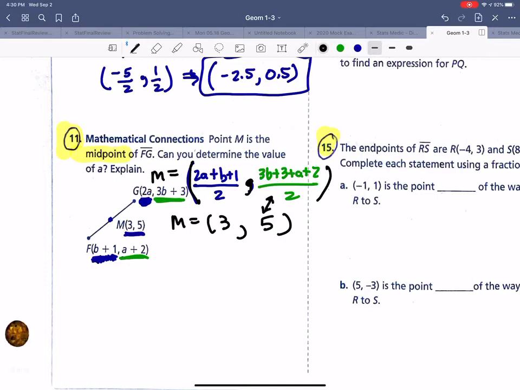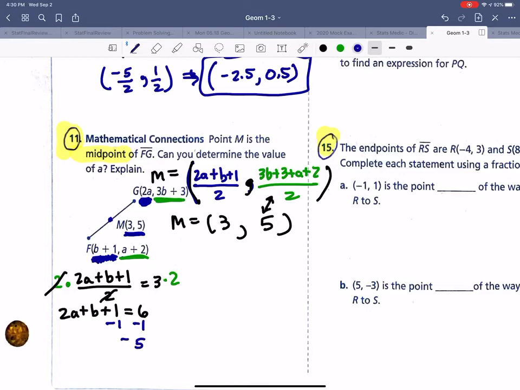We can set these equal to each other and solve. So 2a plus b plus 1 over 2 has to equal 3. And now we can multiply 2 on both sides and get 2a plus b plus 1 is 6. Now we can clean this up even more. I can subtract 1 on both sides and I get 2a plus b is 5. Okay, now that's not my answer, but I can get an answer from there.